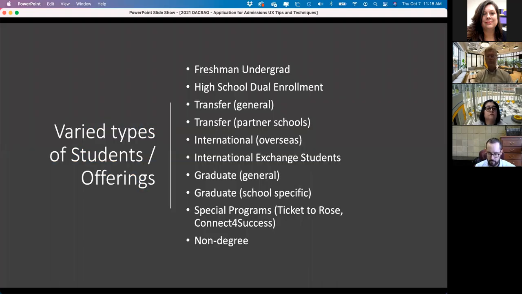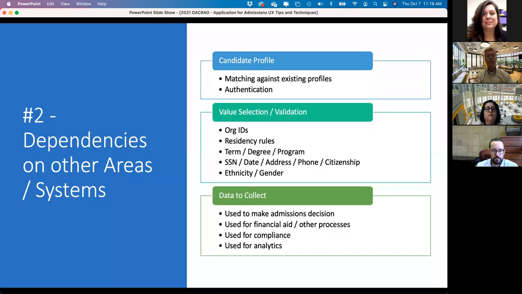The next piece, of course, is just how many different types of offerings, because you may have different items like, I have special programs or I have concurrent. So one of the things that Michelle talked about is concurrent high school and college enrollment. And so each of those offerings have different things that you're looking for in different processes sometimes. So how do you make it so that it's engaging and working from that perspective?